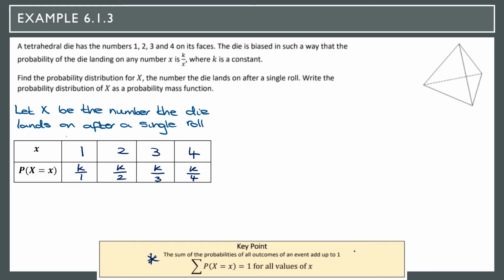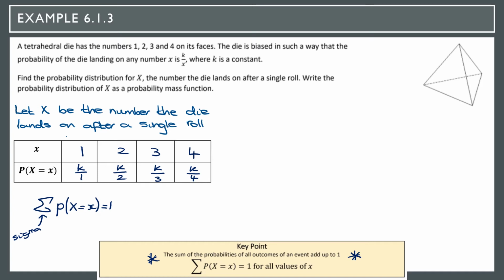Now, since this is a probability distribution, we can use the fact that the sum of the probabilities of all outcomes of an event should add up to 1. So we're going to use the fact that the sum of our probabilities should equal 1. Just a tiny bit on notation, this is capital sigma. So by summing over our probabilities and equating them to 1, we should be able to create an equation involving k which then can be solved.